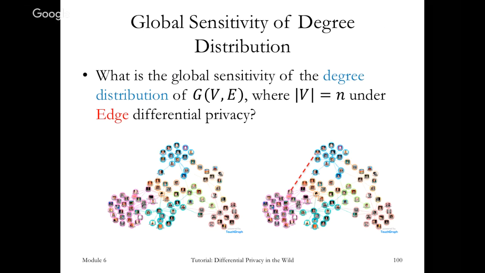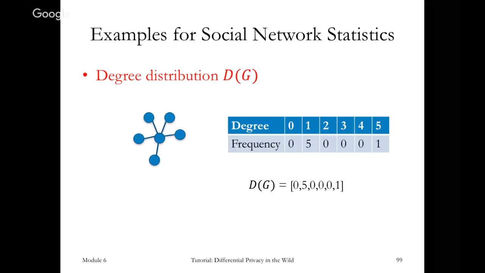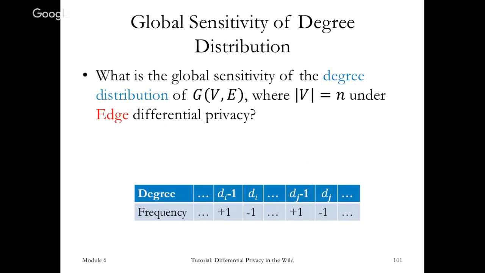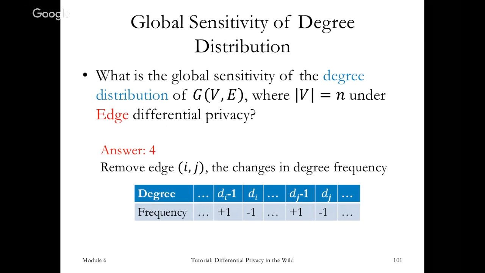A very simple way is to just add noise proportional to the sensitivity of this query. But what is the sensitivity under edge differential privacy for this query? When adding or removing an edge from the graph, what is the maximum change to the degree distribution? When you remove the edge, 2 nodes are affected, so their degree values are going to be updated to new values. Hence, together there are 2 times 2 at most changes to the degree distribution.